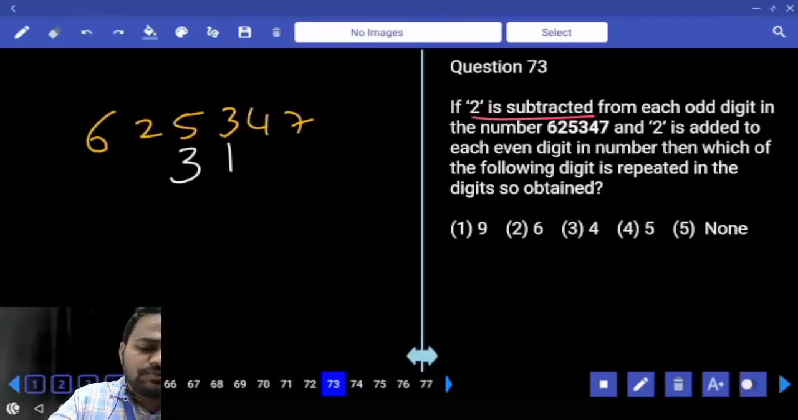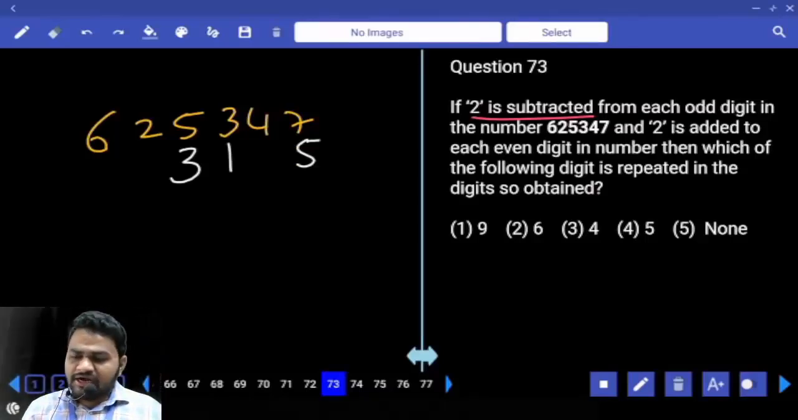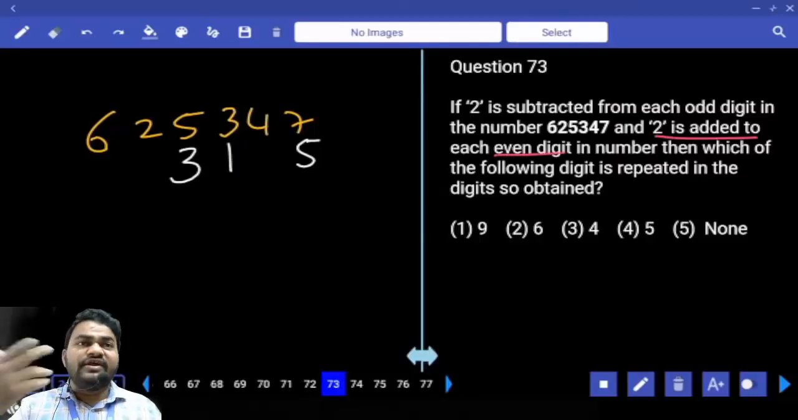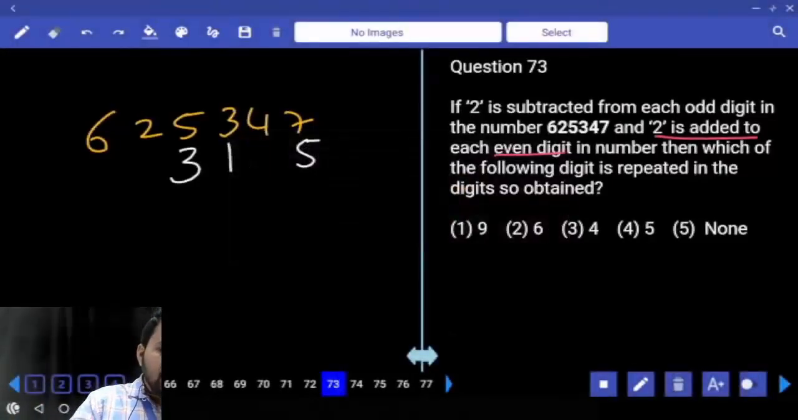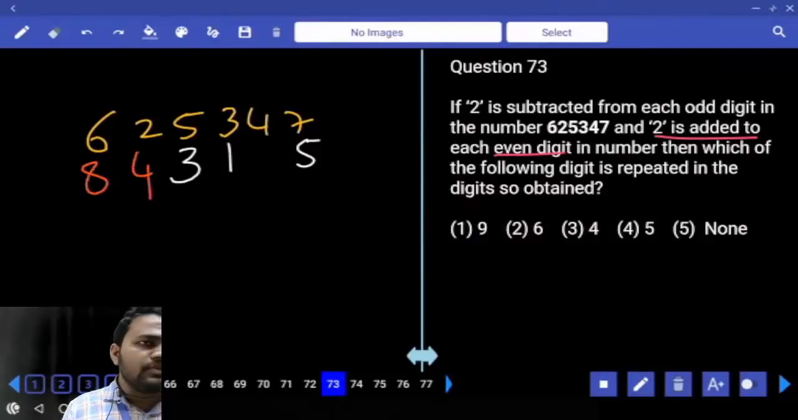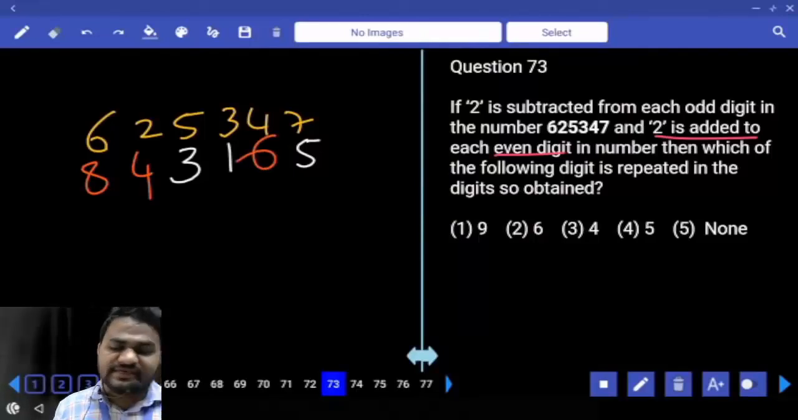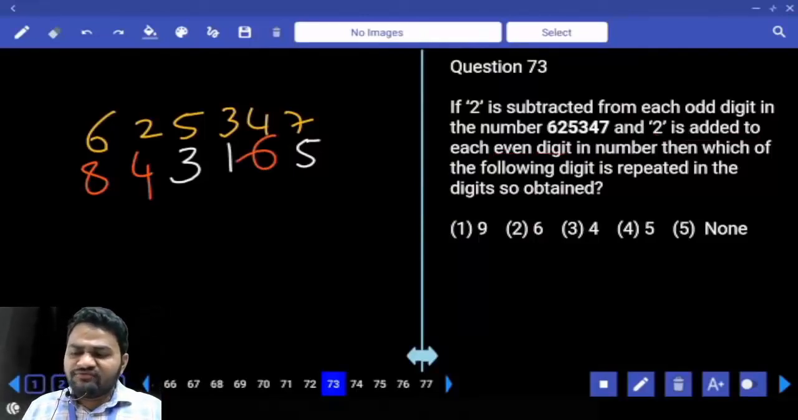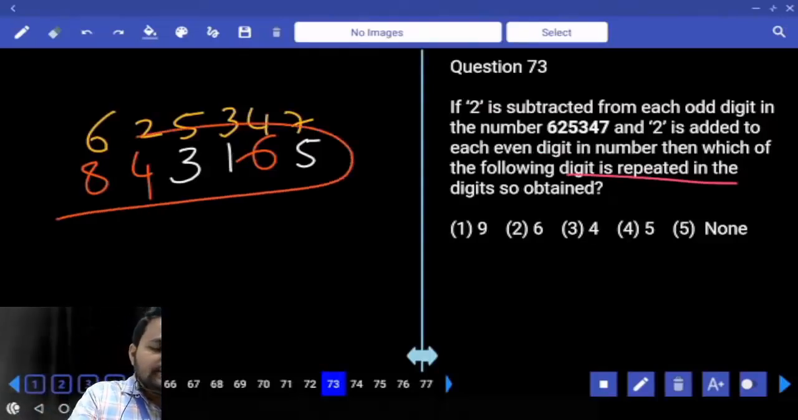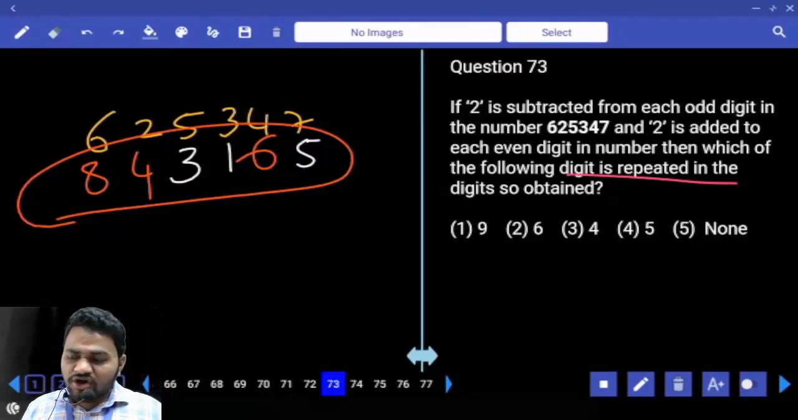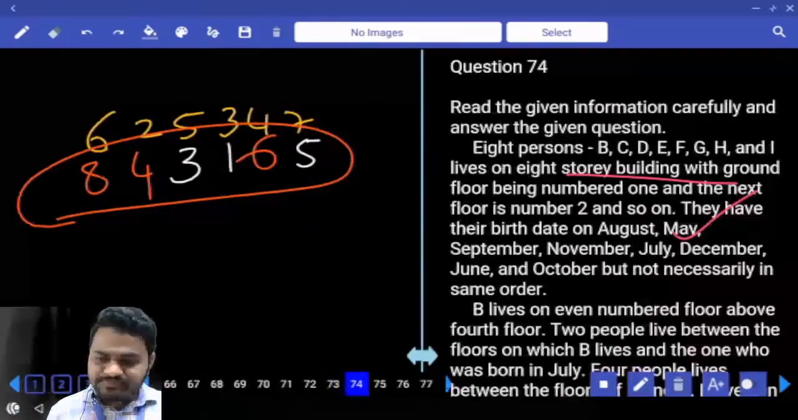7 minus 2, 5. And 2 is added to each even digit. For every even we need to add up 2 here. Then 6 plus 2, 8. 2 plus 2, 4. 4 plus 2, 6. Then which of the following digit is repeated in the digit so formed? Do you have any digit which is repeating here? No, option 5. None of the digits are getting repeated here.